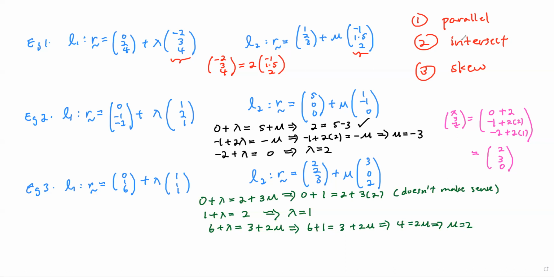Remember, we have three possible scenarios. They are not parallel and they do not intersect. That means they have to be skew. So the third example is skew.